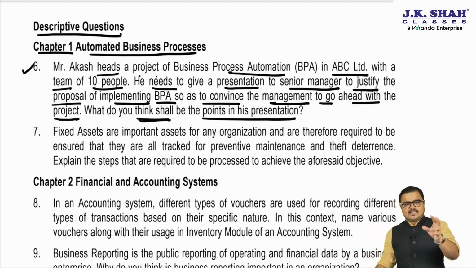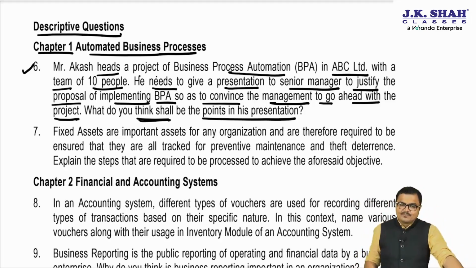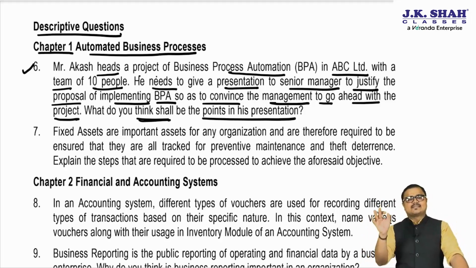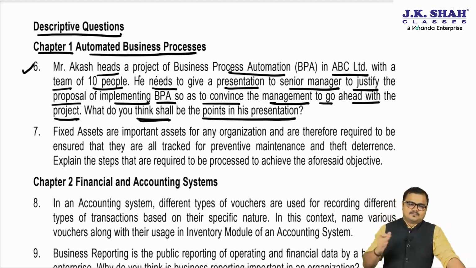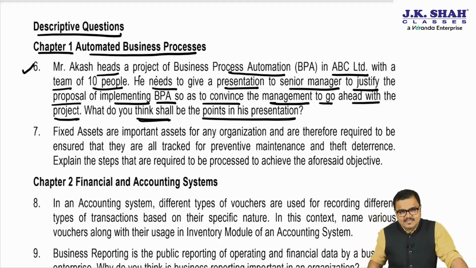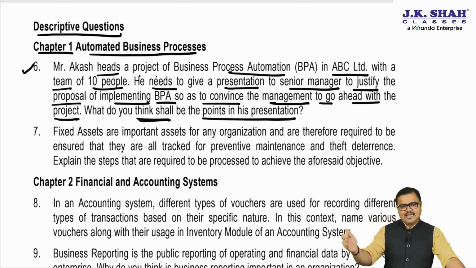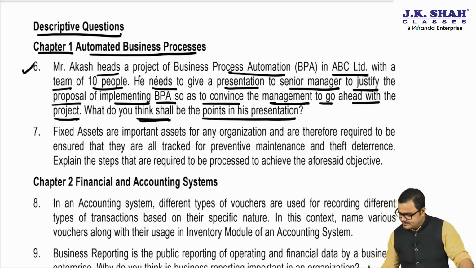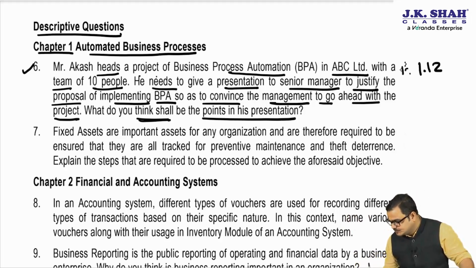So let us discuss it from our JK Shah Classes book. In the JK Shah Classes book, this is there on, I think it is question number 9, correct? Yes. And in the ICAI module, it is given on page number 1.12.